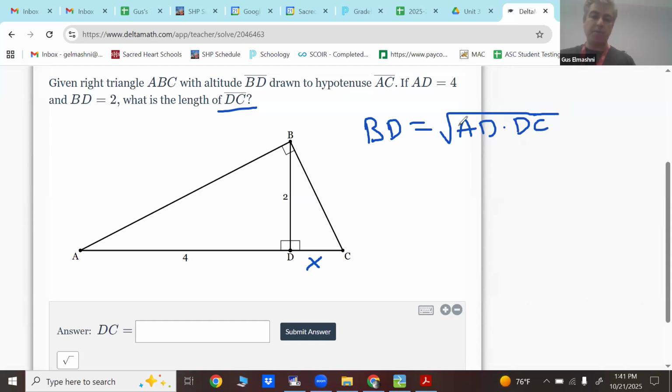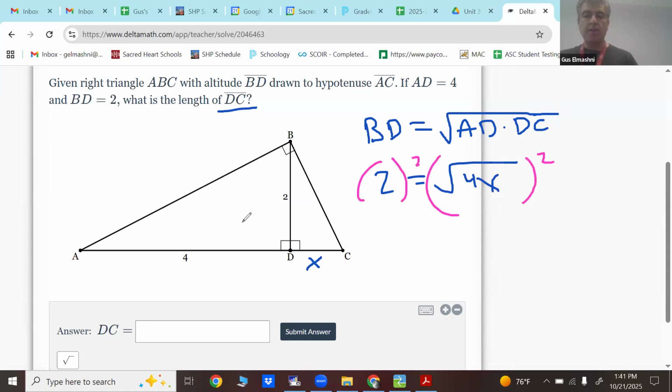Now, why does that work? I'll explain in a few minutes. But if you do that, 2 is going to equal root 4x. If you square both sides, then it becomes pretty manageable to solve, right? So 4 equals 4x, x is 1.